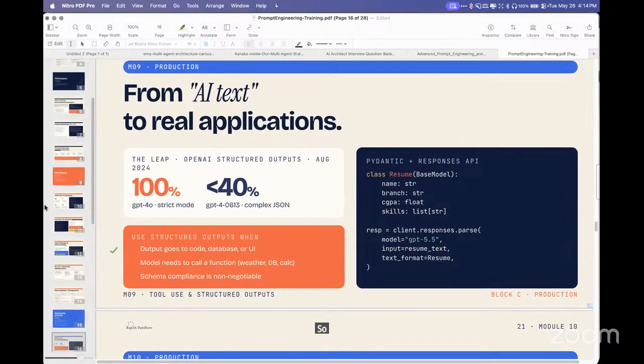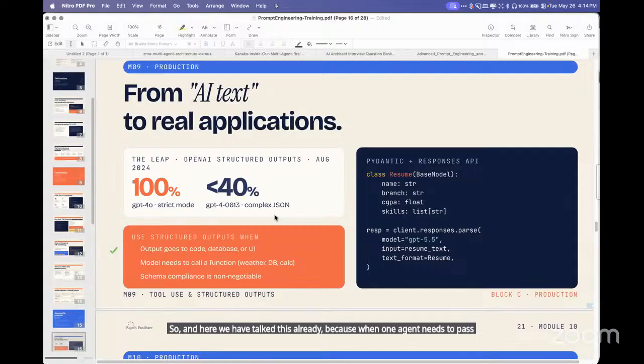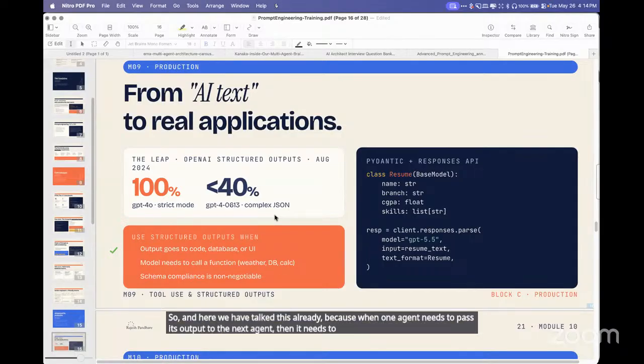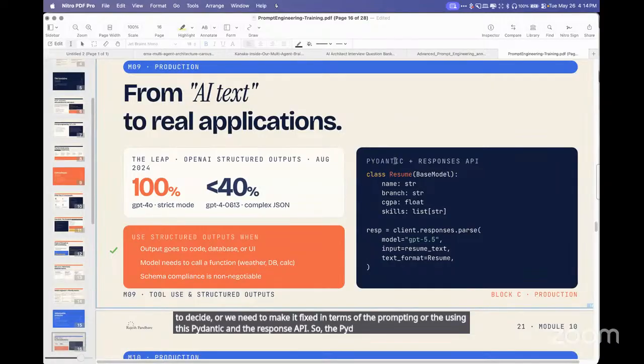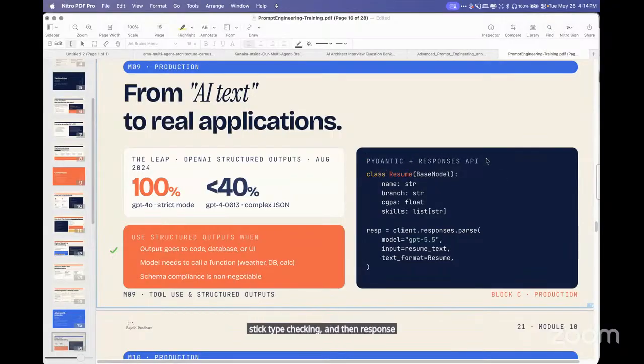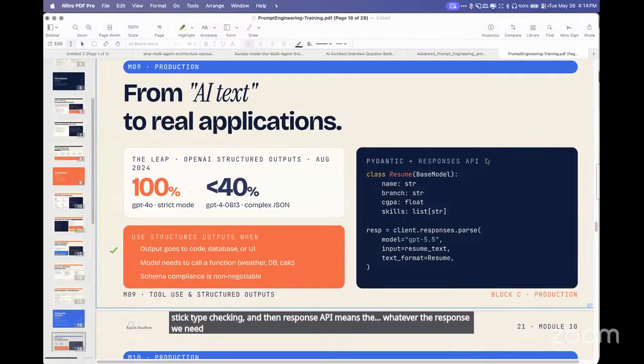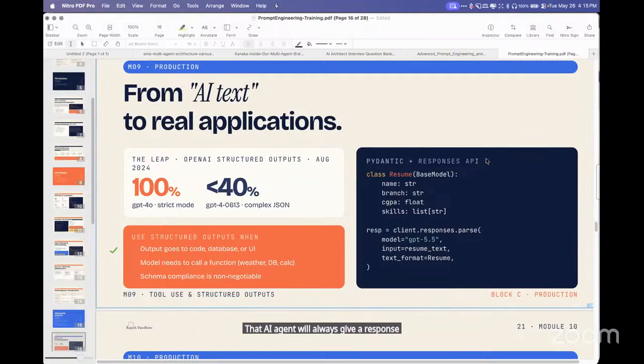And we have talked about this already, because when one agent needs to pass its output to the next agent, it needs to always pass it in a predefined way, and that predefined way we need to decide, or make fixed in terms of the prompting or using Pydantic and the response API. Pydantic is a Python framework for strict type checking, and the response API means whatever response we need to get from an AI agent needs to be in a fixed format that we define already in our prompting, so that the AI agent will always give a response in that fixed format.